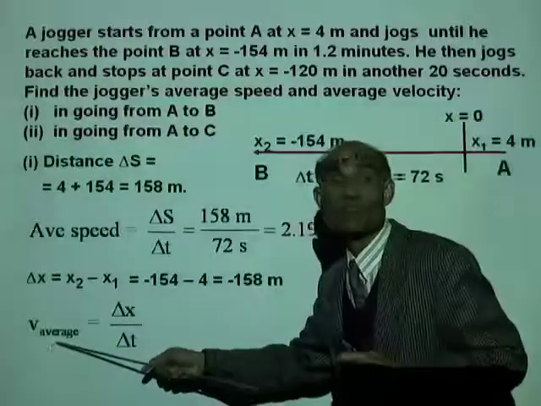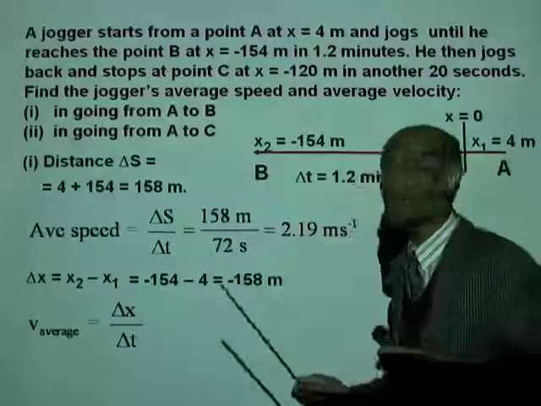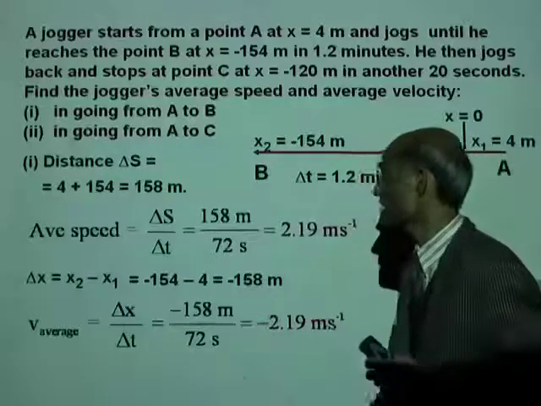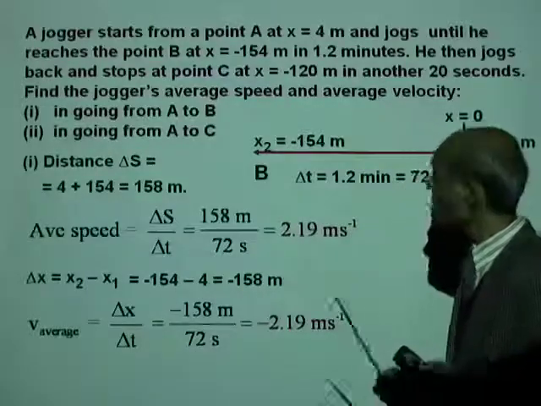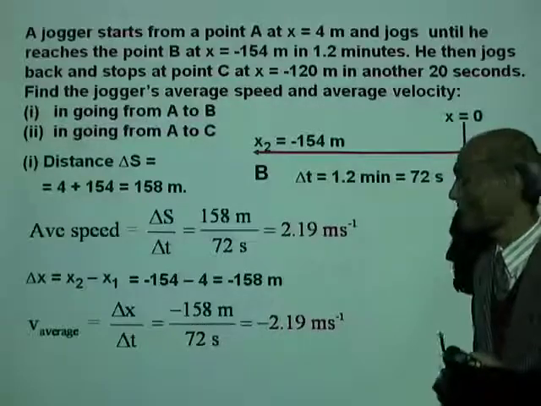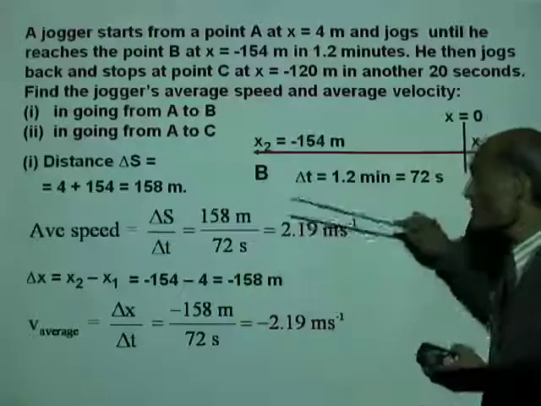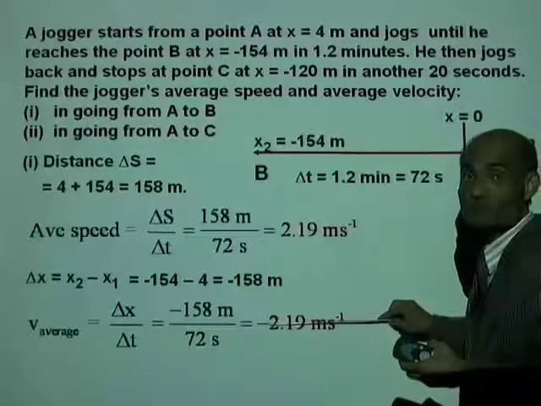Therefore, the average velocity is delta x divided by delta t. That is negative 158 meter divided by 72 seconds. That is negative 2.19 meter per second. What is the difference between the average speed and the average velocity?